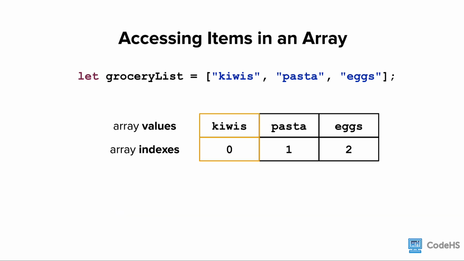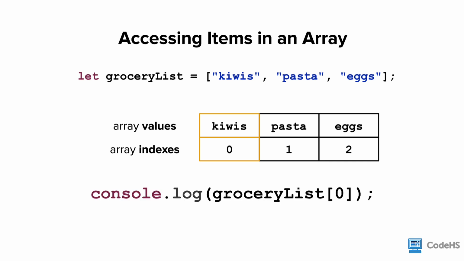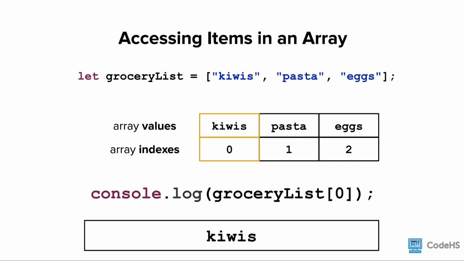Let's say we want to access the first item in our grocery list. We could type grocery list brackets 0, where the number 0 in the brackets is the item's index. If we want to print out this first item, we could type console.log grocery list brackets 0, which would print out kiwis. What do you think this will print out? Eggs.